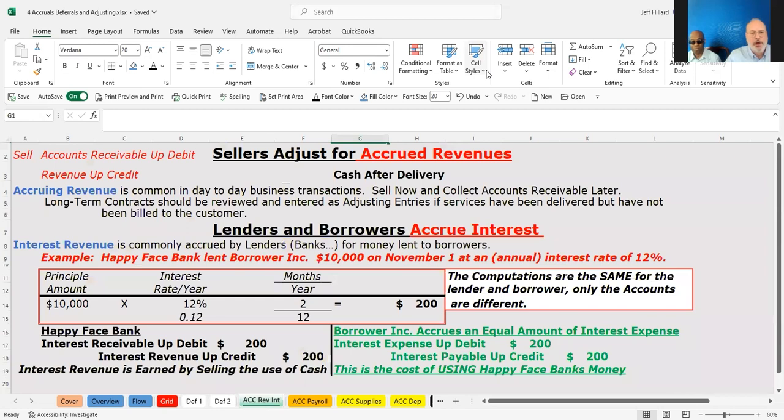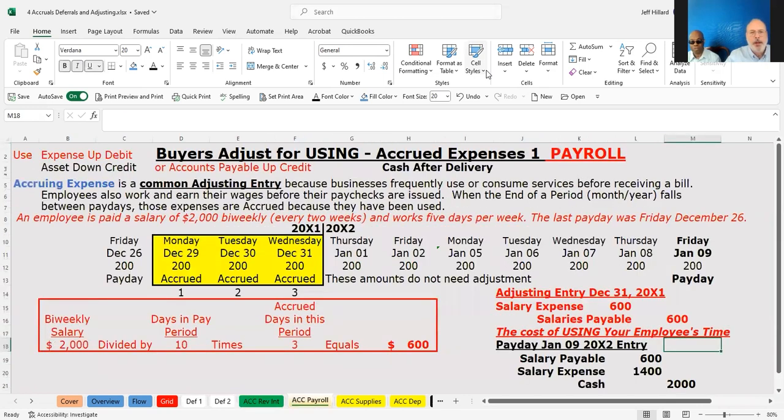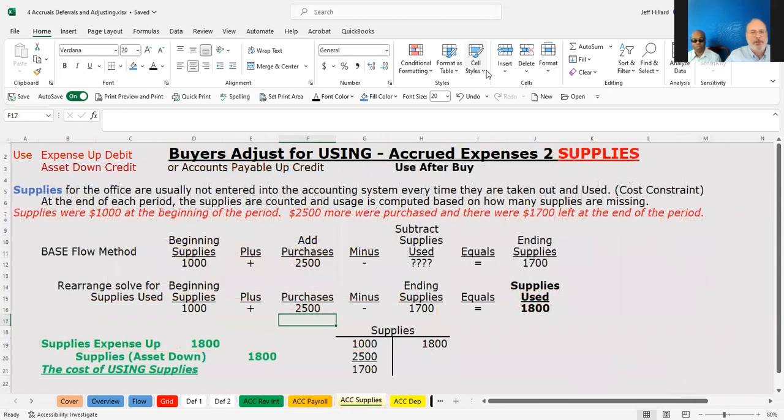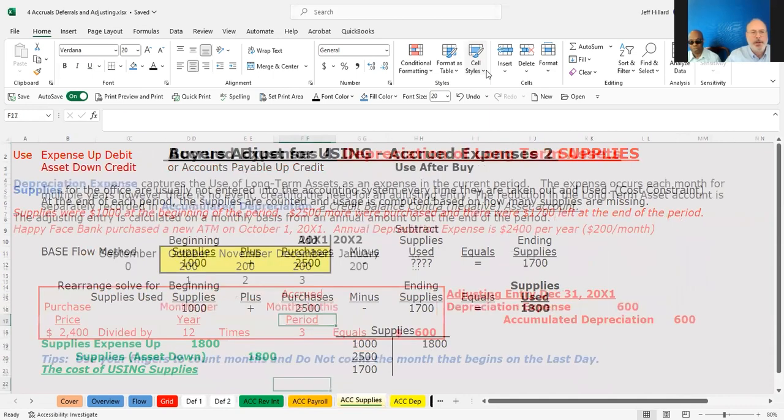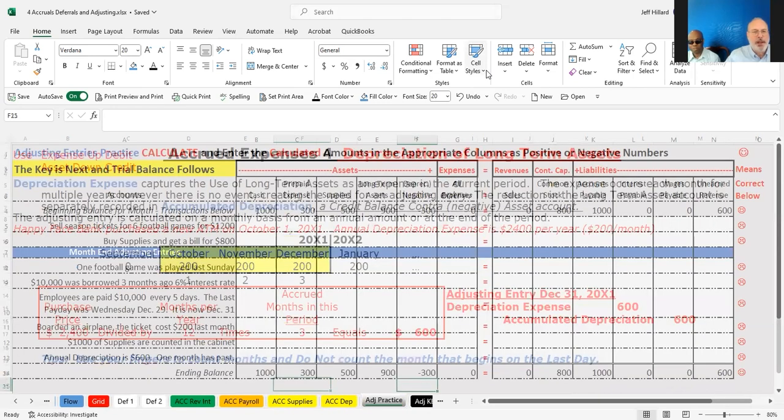We're going to talk about accrued revenues, accrued interest. And the thing about this is the computations are the same. If you're selling and buying, these are all transactions between people. We're going to talk about payroll, which is buying your employees' time. We're going to talk about assets, including supplies, depreciation, throw the twist of we're going to demystify accumulated depreciation for you, tell you to count in your fingers and be careful about the last day.